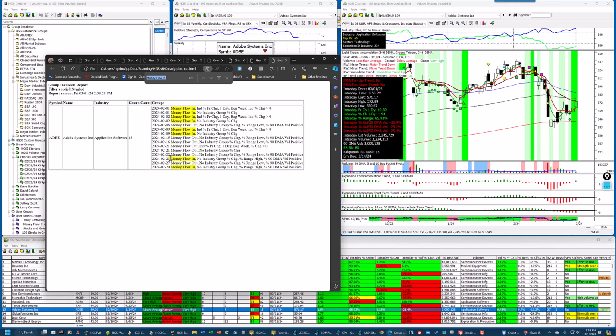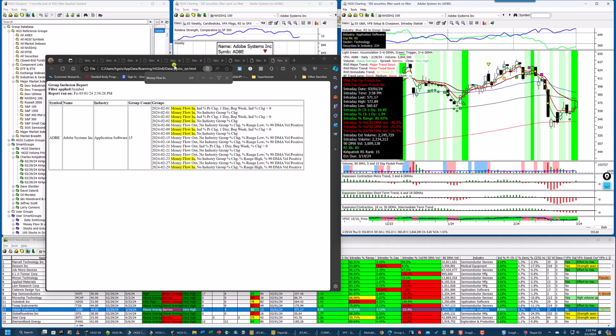These are all money flow outs. Here's the money flow in on the 23rd and again yesterday. So here is the 23rd right here. Volume was above the 90-day. And then yesterday, money flowed in again, and look at the stock.